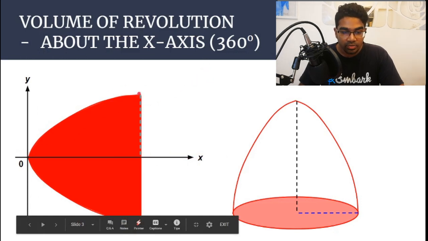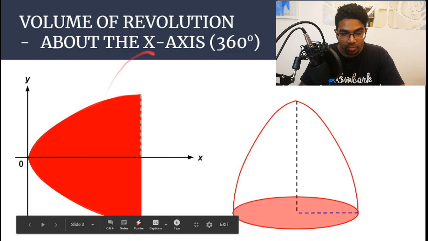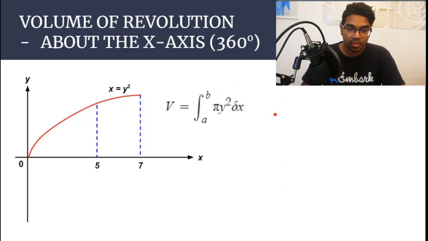So if we take the graph and revolve around the x-axis, then what we get is a three-dimensional shape, which looks something like this for this graph. So we take the graph, we revolve about the x-axis for 360 degrees, and this is the shape that we get. And what we are trying to find is the volume of this shape that is formed after revolution about the x-axis. Now, how do we do that? The way to find it is by integration.